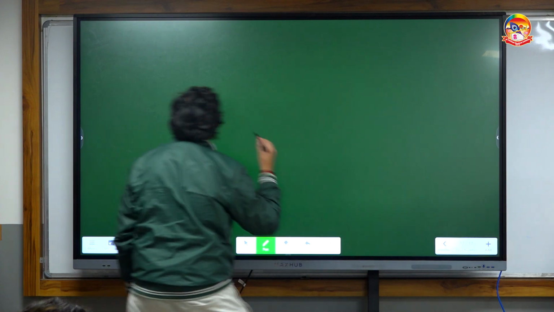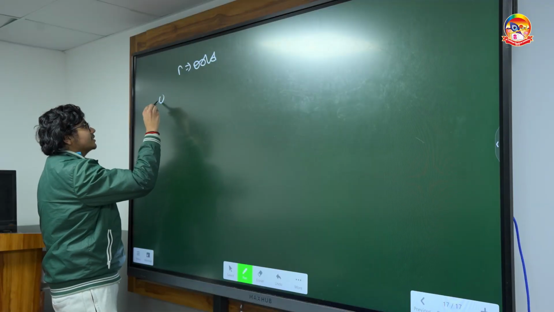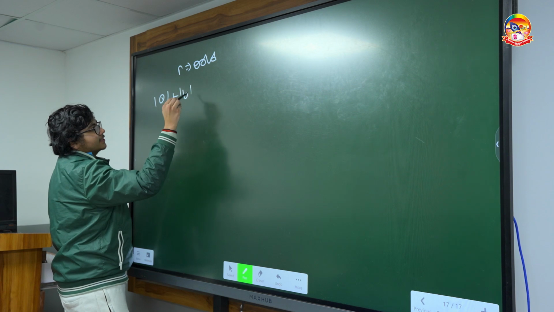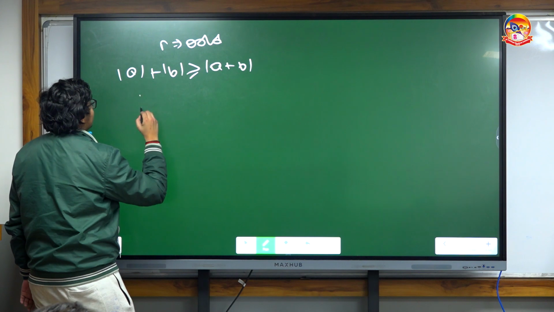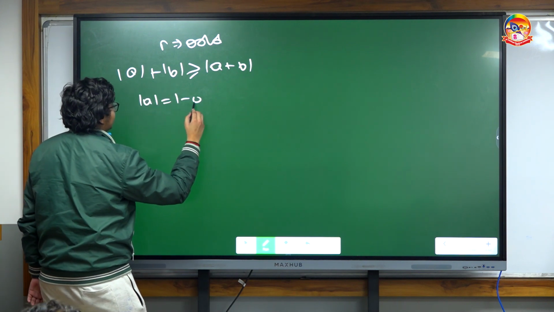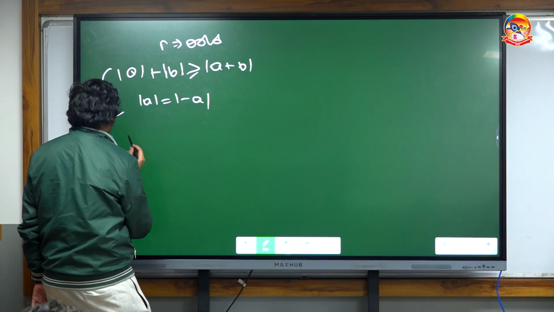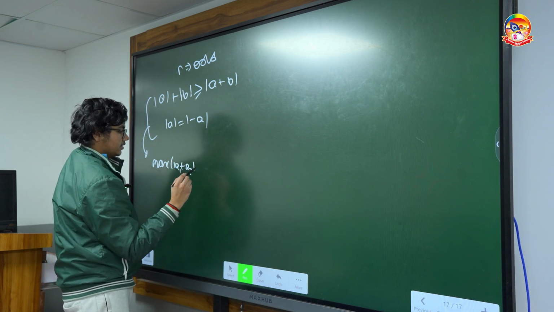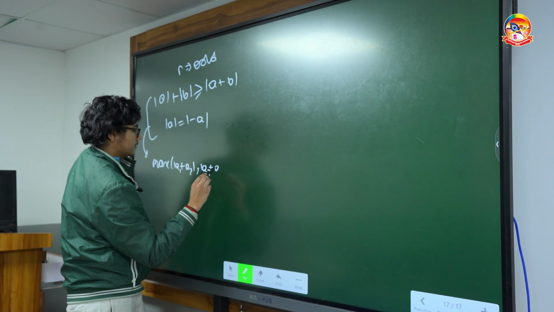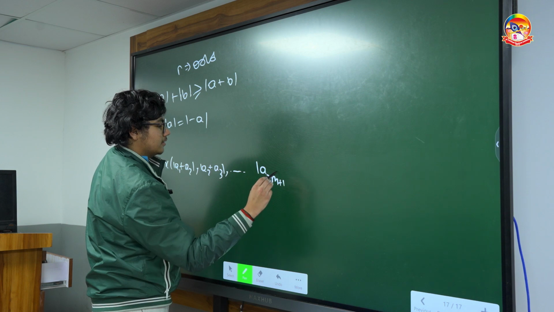For n odd, what's the tricky part? My motivation was directly seeing the answer by using some properties of mod, that is mod A plus mod B is greater than or equal to mod A plus B, and mod A is equal to mod minus A. Basic properties of the modulus function. By using these, we say that first the maximum of mod A1 plus A2, mod A2 plus A3, up to mod A2m plus 1 plus A1.